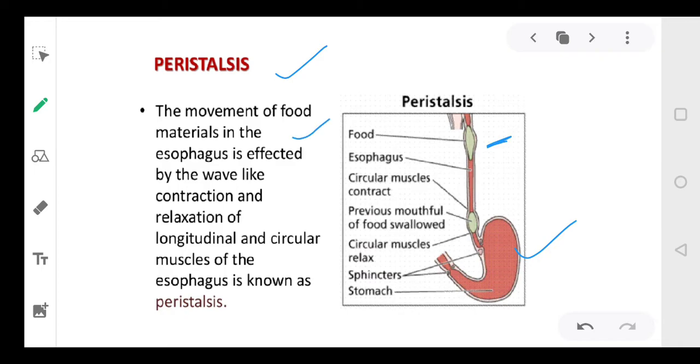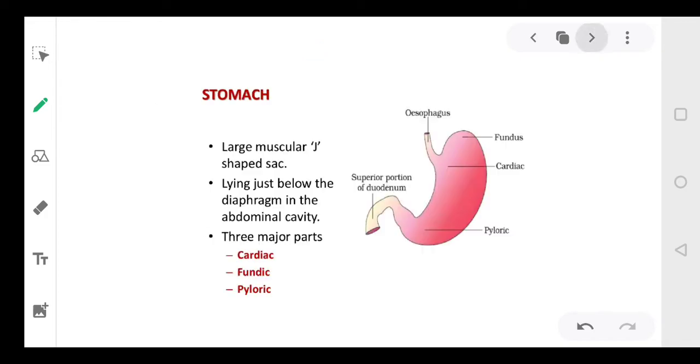So the movement of food material in the esophagus is wave-like. There is a contraction, there is a relaxation. There is a contraction, there is a relaxation. That movement is called peristalsis. So with the help of peristaltic movement, the esophagus transfers the food into the stomach.